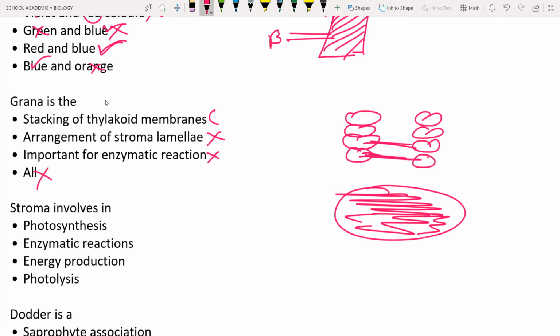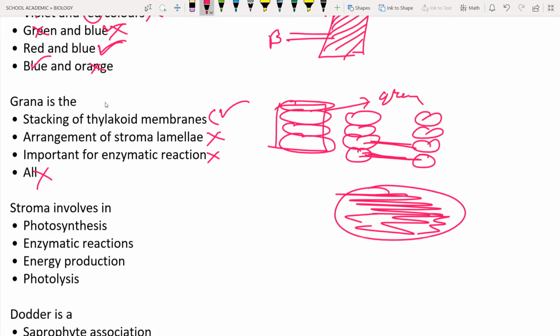So which one is remaining? The first one is remaining. So this option is correct. Grana is nothing but the stacking of the thylakoid membranes, one above the other. Thylakoid membrane, another thylakoid membrane, another thylakoid membrane. So they are the stacking of the thylakoid membranes. This stacking looks like coins placed one above the other like a tower. Hence it is known as grana. Okay. So this option is correct.